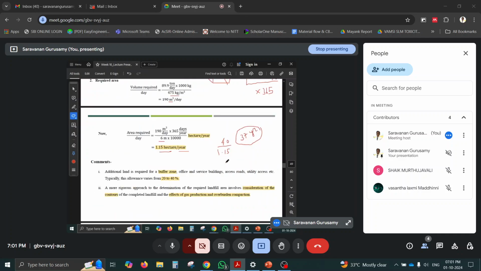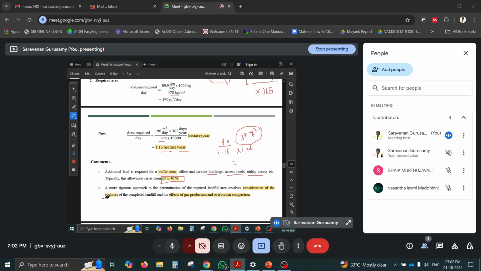And if you want to design more precisely, you have to have some buffer zone, like 20 to 40%, for service buildings and access roads. You can't use the whole area for solid waste alone. We need some monitoring mechanism. We need some service buildings, utilities, access, everything. We need roadways, and inside the landfill also we need some road transport mechanism. For that, we need to give 20 to 40%. So you can add 1.2 or 1.4, and you can get the final area required.